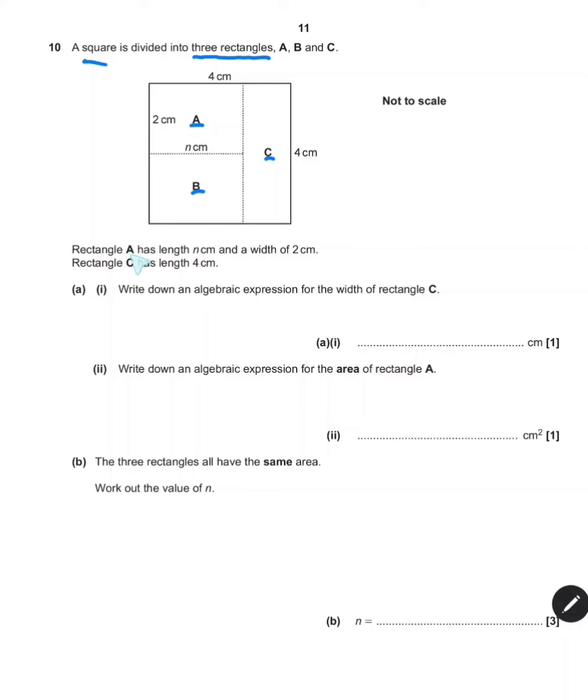Question 10, we've got a square divided into 3 rectangles, A, B and C. And we're told rectangle A has a length of n centimetres and a width of 2 centimetres. So that's this one.